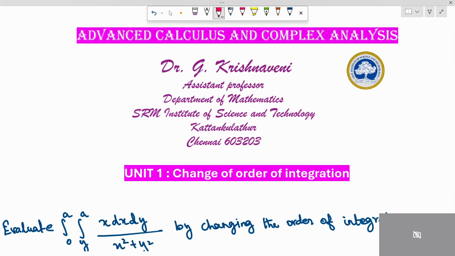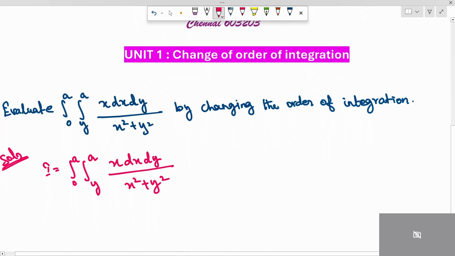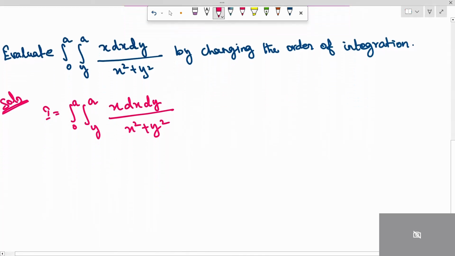In this video, we are going to discuss a few problems on change of order of integration. First problem: evaluate the integral from 0 to a, integral from y to a, x dx dy by x square plus y square, by changing the order of integration. Okay, this is our given question.